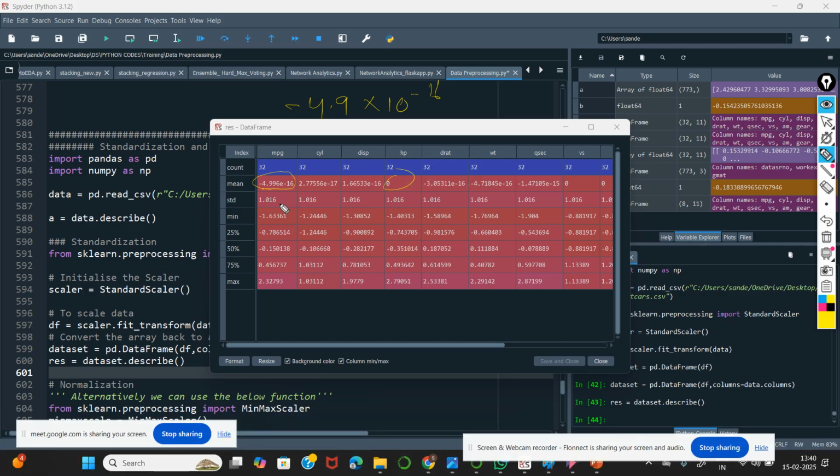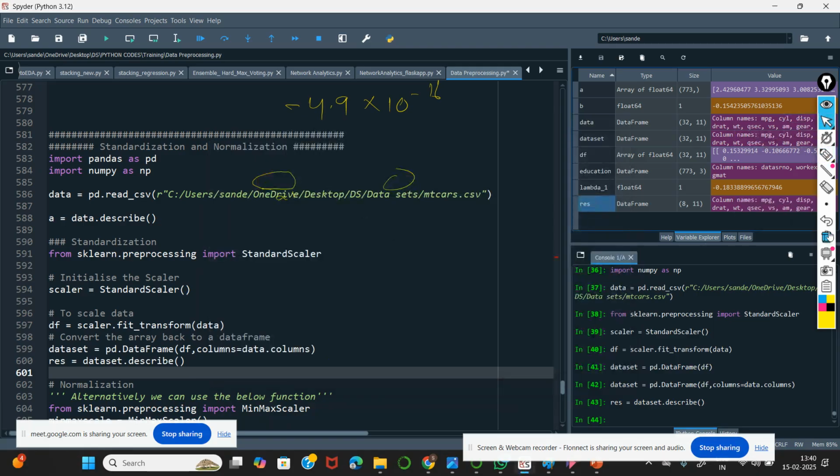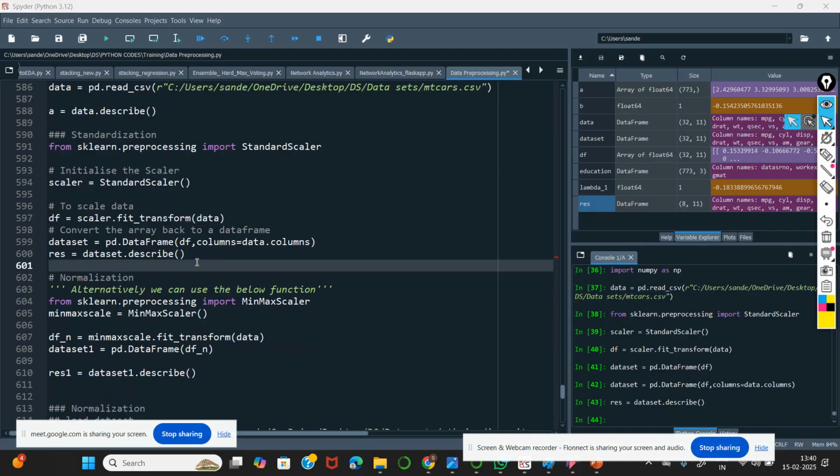Coming to sigma, the standard deviation is 1.01, it is one only, 1 1 1 1 1 1. So the mean and standard deviation values got changed to 0 and 1. Now you can go and apply the distance formula or work on some prediction, that's completely fine, you can use it in future. Your data is completely transformed, it is ready to be used.